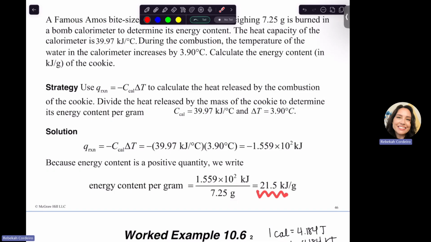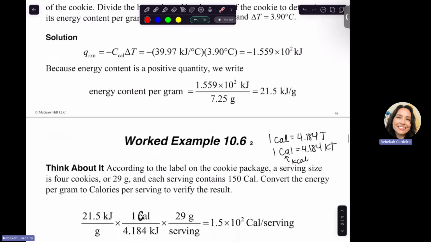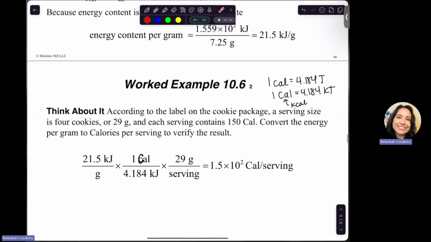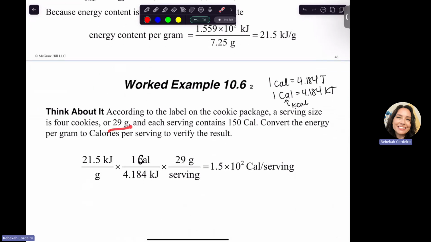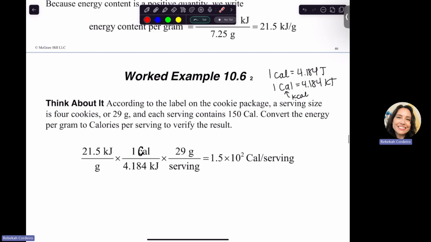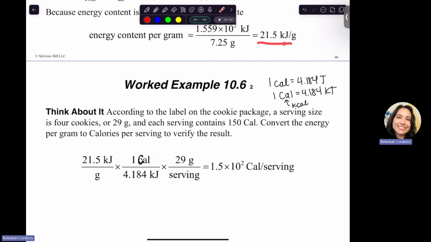We can check this by saying 21.5 kilojoules per gram. And we say, well, they tell me how many calories are in a serving and how many grams are in a serving. So let's see if that matches my data. So if I start with what I found in the previous section, kilojoules per gram, and then they made a mistake here. It's big C Calorie equals kilocalorie, which is 1000 little c calories, and little c calorie equals joules. So big C Calorie or kilocalorie equals kilojoules. That's a big C there.